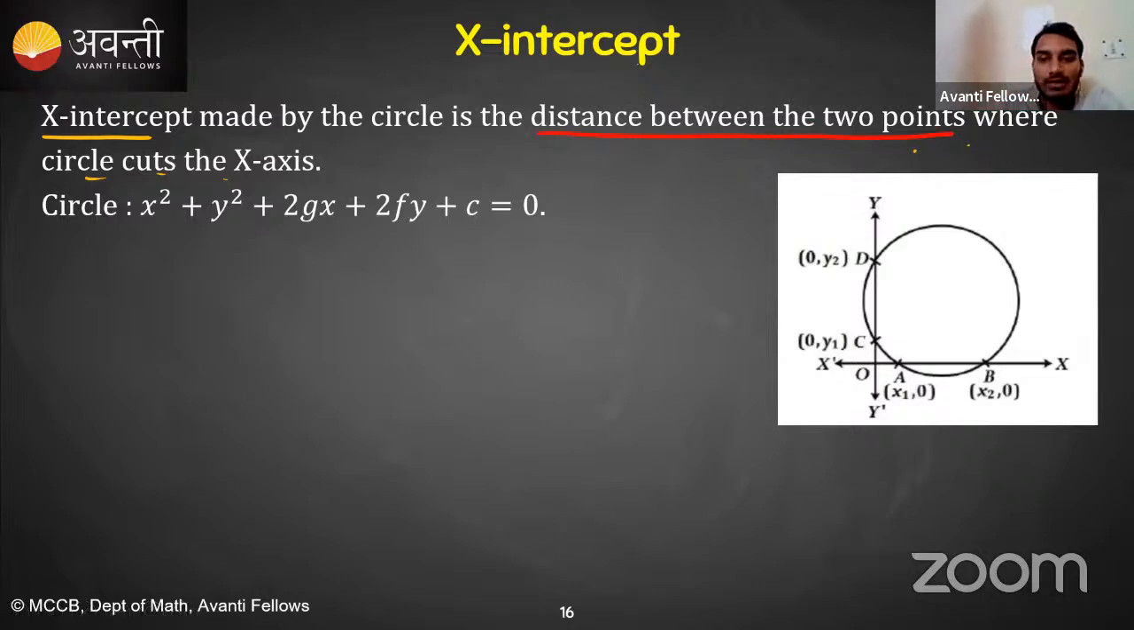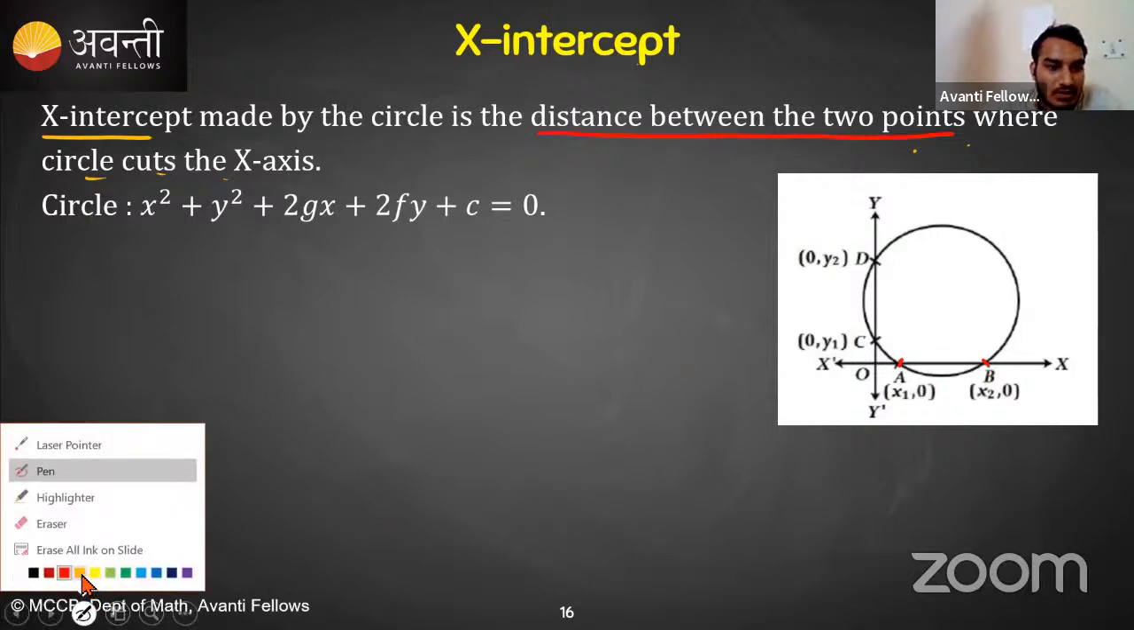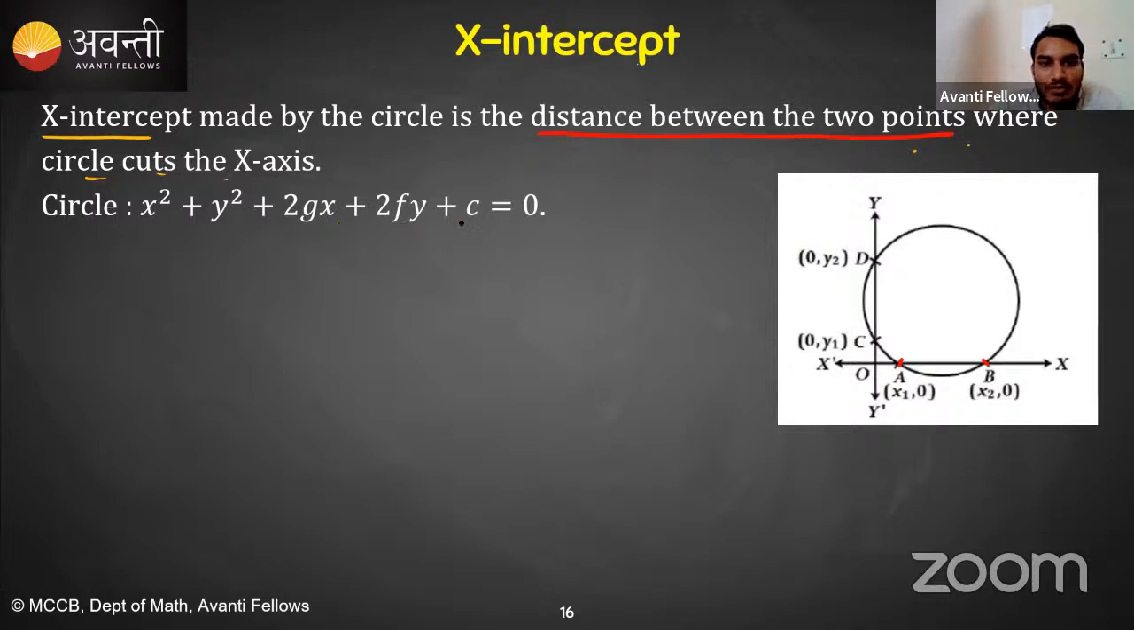the length. Okay. So let's say this is a circle. It is cutting the x-axis at these 2 points, x1 and x2, right? And let's say the circle is given by x square plus y square plus 2gx plus 2fy plus c equal to 0, right? So just by looking at this, you can say the x intercept.